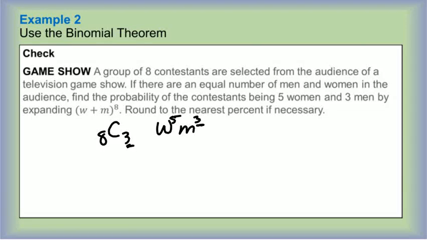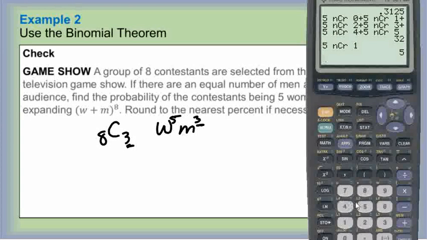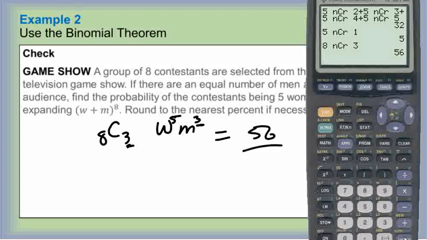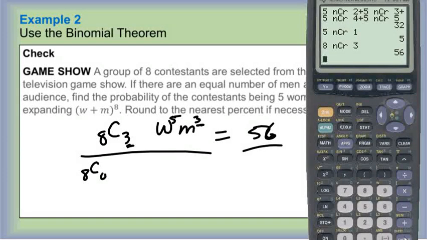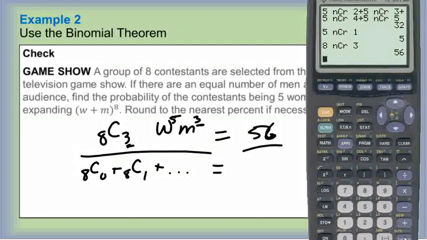If I go to my calculator and do 8 math choose 3, this will give us 56. So this gives us 56. I now have to find the denominator, so I'm going to do 8 choose 0 plus 8 choose 1 plus, and continue on. I'll do that.